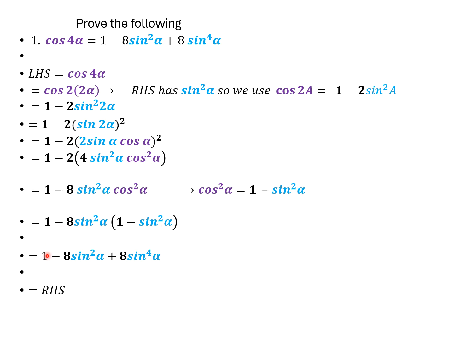So 1 minus 8 sine squared times 1 stays minus 8 sine squared. Negative times negative becomes positive. 8 times 1 stays 8, and sine squared times sine squared becomes sine to the power 4. So now this looks exactly like my right hand side, and therefore I've proven this identity. Right, I hope you follow, I hope it makes sense. Let's go to problem number 2.